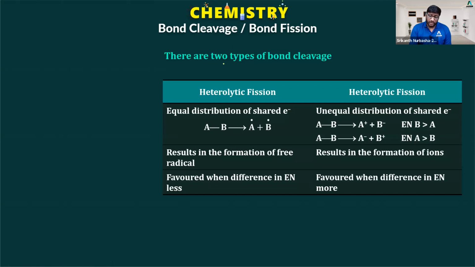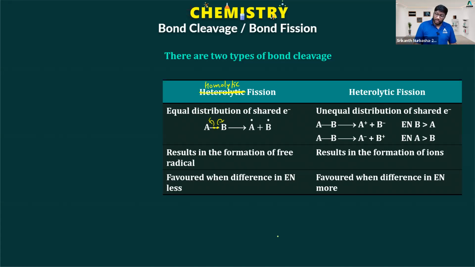Very good. So there are 2 types of bond cleavage: heterolytic fission and homolytic fission. Equal distribution of shared electrons generates free radicals. That means in any bond you will be having 2 electrons. If each atom has been given 1 electron, then that is said to be homolytic fission. Homolytic means equal distribution of shared electrons. Heterolytic means unequal distribution of shared electrons. So in AB, of the two electrons present in the bond pair, one electron is given to A and the other electron is given to B.